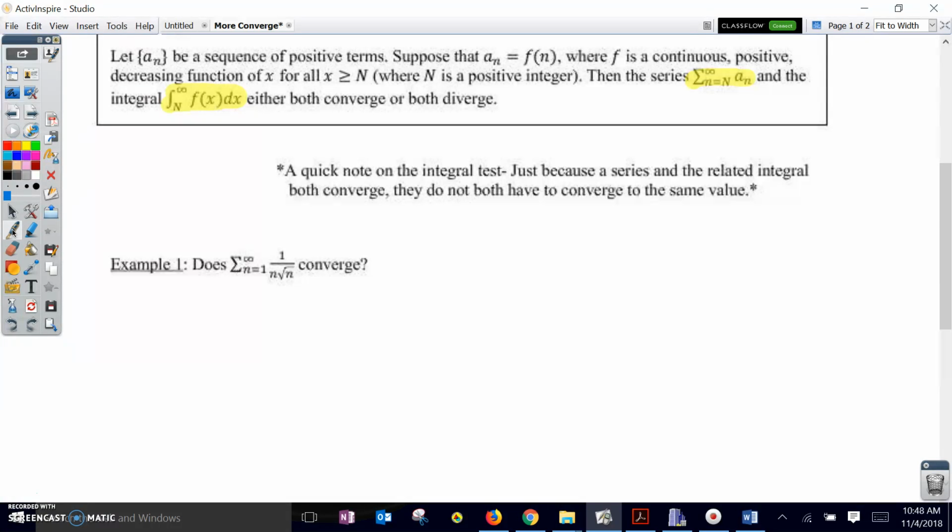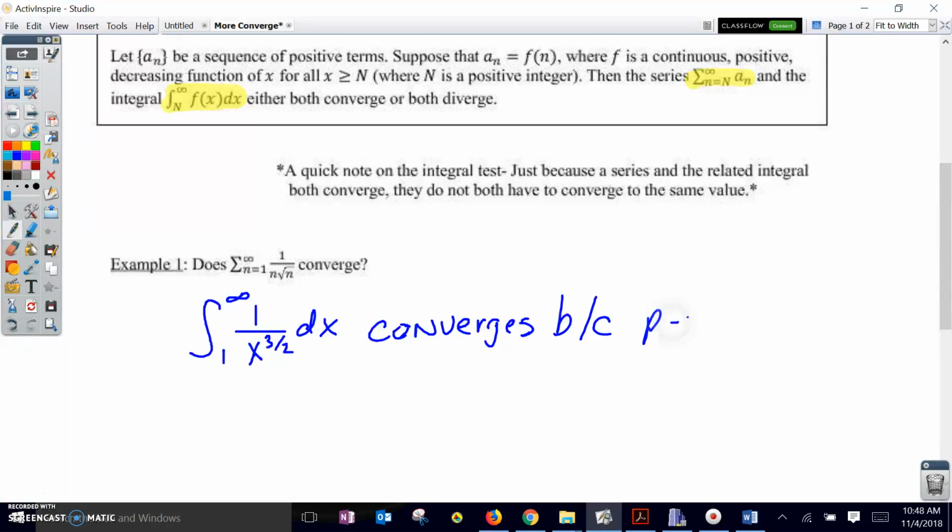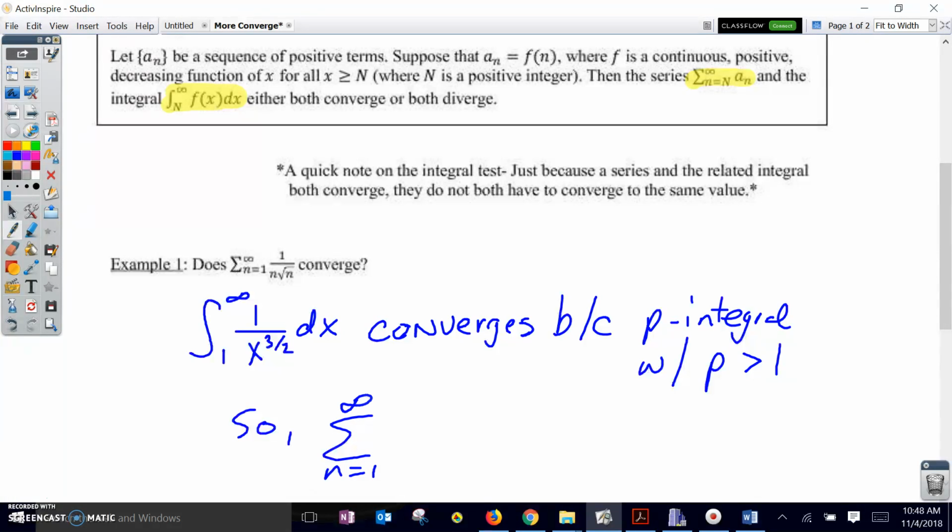In this case, the corresponding integral to this one would be the integral from 1 to infinity of 1 over x to the 3 halves dx. This converges because it is a p integral with p greater than 1. So the series that corresponds to that also converges.